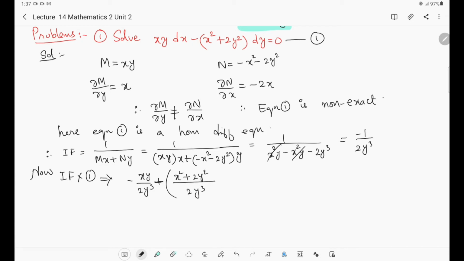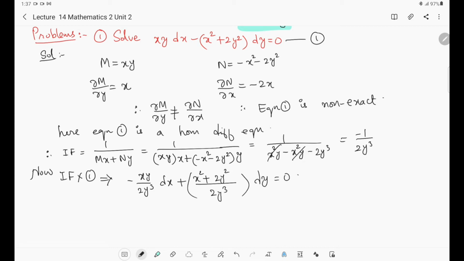Here I forgot to write dx, right? Here xy by minus 2y cube into dx should be there. Then this minus and minus will become plus, x square plus 2y square by 2y cube into dy equal to 0.